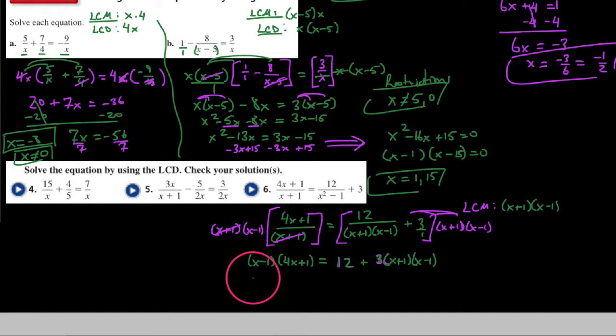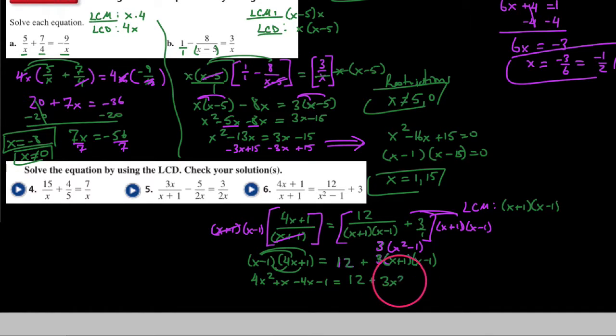Let's go ahead and FOIL on the left-hand side. We get 4x squared plus x minus 4x minus 1. And on the right side, we have 12 plus. Now, what I want to recognize is that this right here, let's go ahead and make a note, this is really 3 times x squared minus 1, because when you multiply out these two conjugate pairs, you get a difference of squares. But that being said, 3 times x squared is 3x squared, and 3 times a negative 1 is a negative 3. Let's go ahead and combine any like terms that we can.